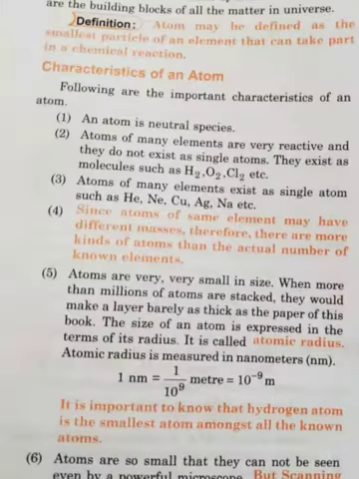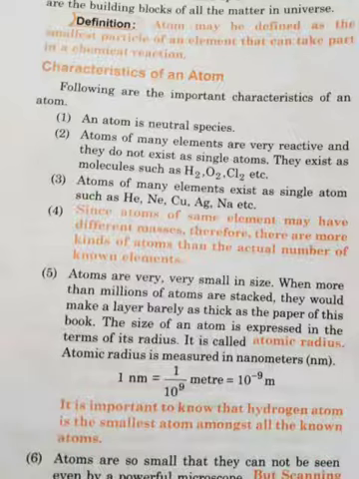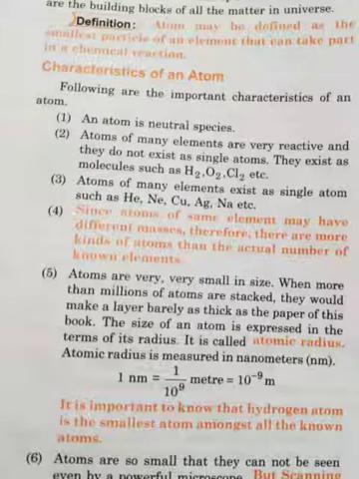Next we will see the characteristics of an atom. The first one is atom is a neutral species. That means the positive charge is equal to the negative charge, so it is called a neutral species. Next, atoms of some elements are very reactive, so they do not occur singly, they always occur in pairs like H2, O2, Cl2. On the other hand, atoms of some elements occur singly because they are less reactive, like helium, neon, copper, etc.